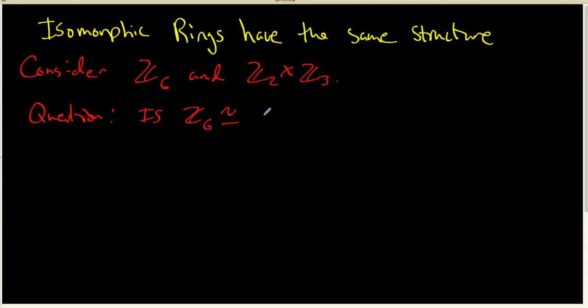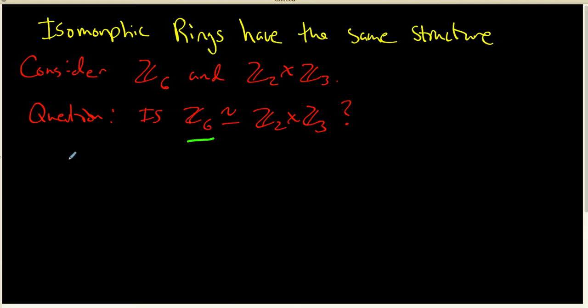Is Z6 isomorphic to Z2 cross Z3? Do these rings actually have the same structure? Are they the same ring up to the names that we give the elements? Well, this is kind of a hard question, so I'm actually going to build a potential isomorphism from scratch by explicitly defining the function on the elements of this particular ring.